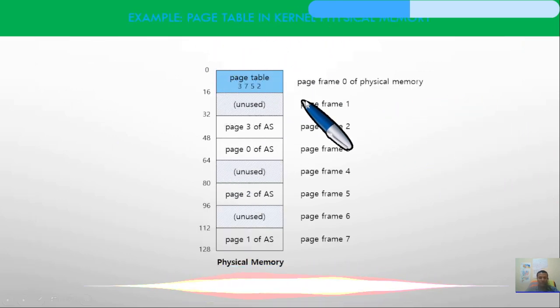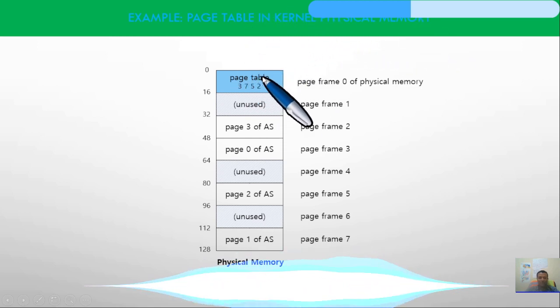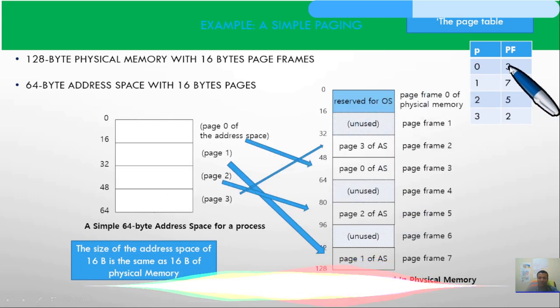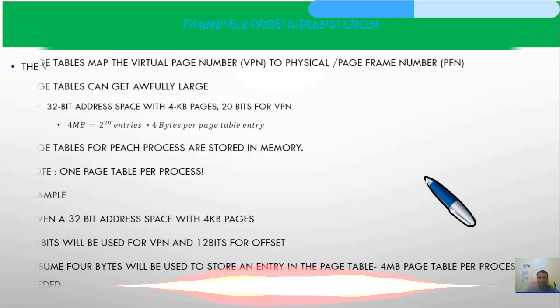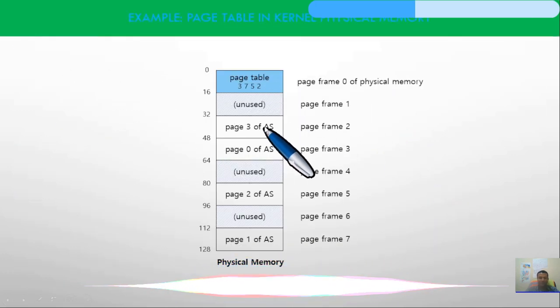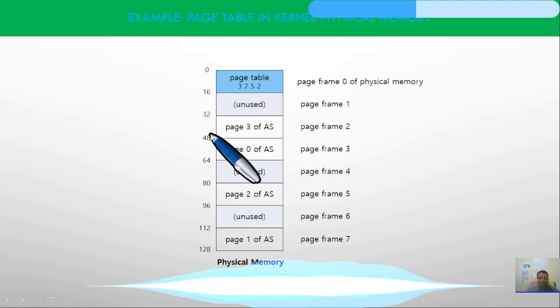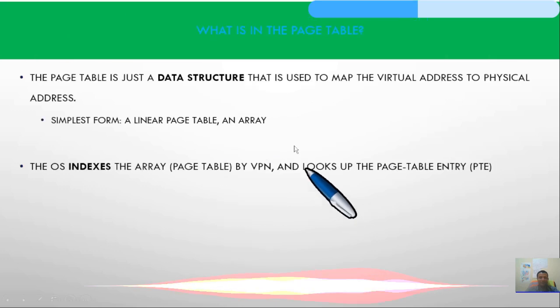So if you look at the operating system in the kernel physical memory, the page table will show us 3752. This 3752 is the page table we have constructed here. This is the frame, the page frame number. And the virtual address is marked already. This will be in the operating system, and this is the physical memory. So we have page 3, page 0, page 2, page 1, and they are mapped into the page frames of the physical memory.